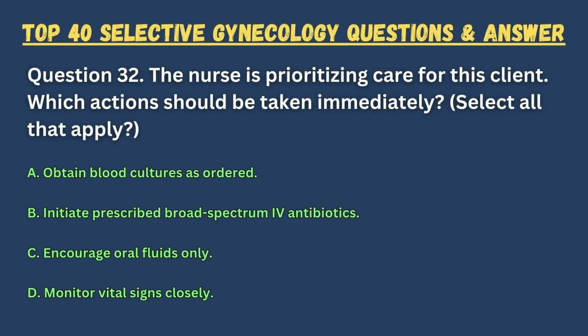Question 32. The nurse is prioritizing care for this client. Which actions should be taken immediately? Select all that apply. A. Obtain blood cultures as ordered. B. Initiate prescribed broad-spectrum IV antibiotics. C. Encourage oral fluids only. D. Monitor vital signs closely.